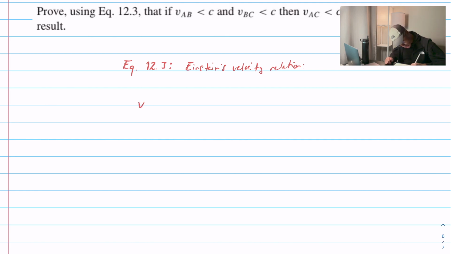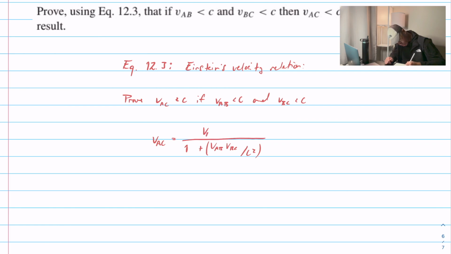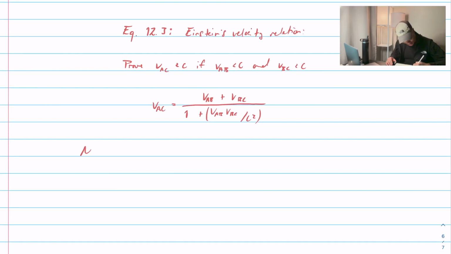And they want us to write it in the following way. Basically they want us to prove V_AC is less than c if V_AB is less than c and V_BC is less than c. And we're going to write out the equation like so: V_AC equals V_AB plus V_BC, over 1 plus V_AB V_BC over c squared. So now let's look at this component-wise. Let's look at the numerator first.